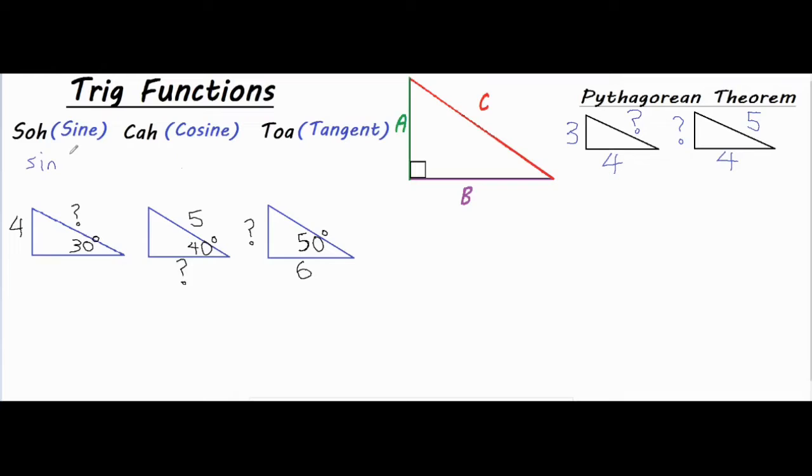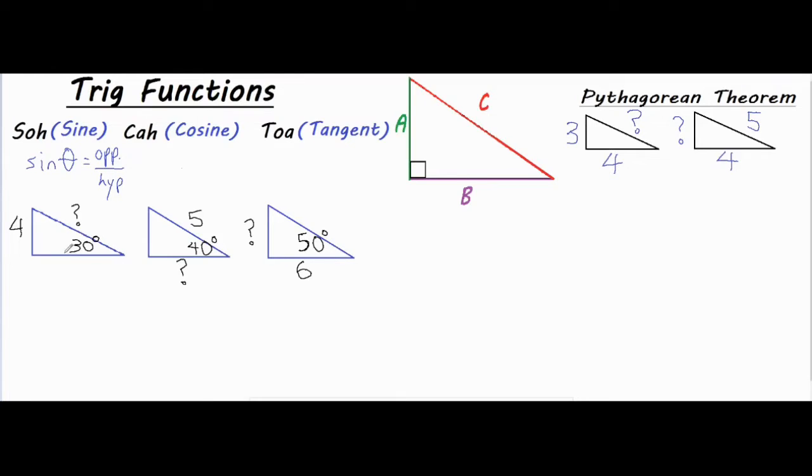If you use sine, you're going to take the sine of theta. Theta is the angle, and that's equal to the opposite side over the hypotenuse. The hypotenuse is always going to be the same. It's going to be the side that is opposite of your 90-degree angle. That is the longest side of your triangle. So that's going to stay pretty consistent.